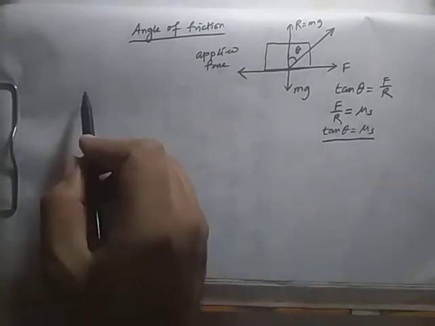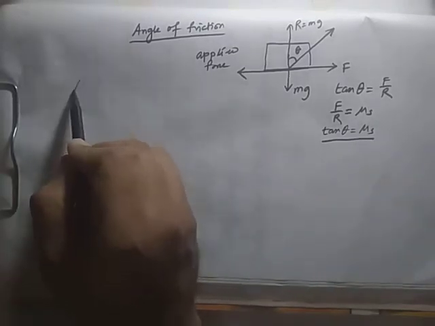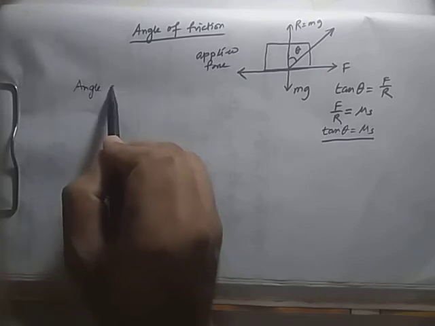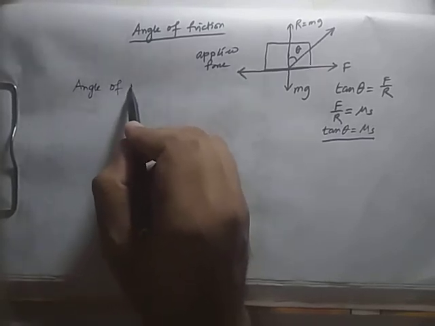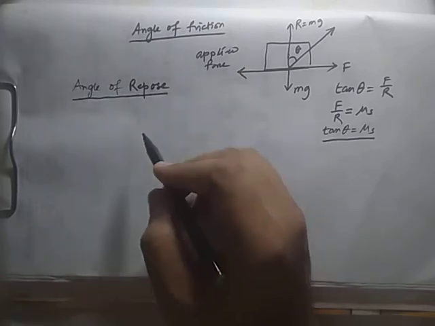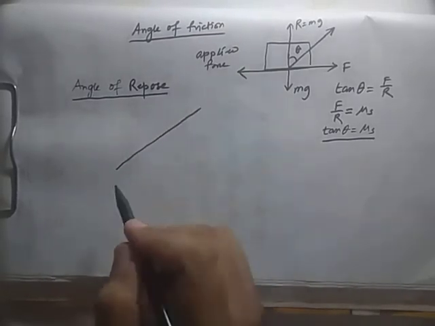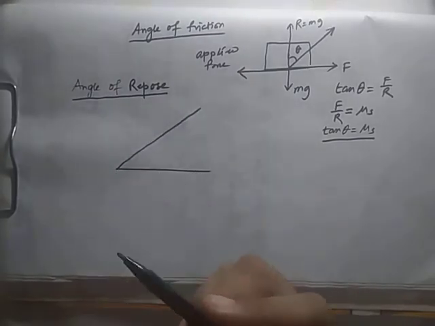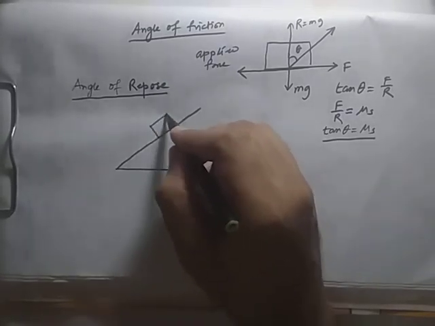So next one we can learn this one. This is called angle of repose. Angle of repose. So suppose an object is sliding down from an inclined plane in this way. So object is kept in this way here.